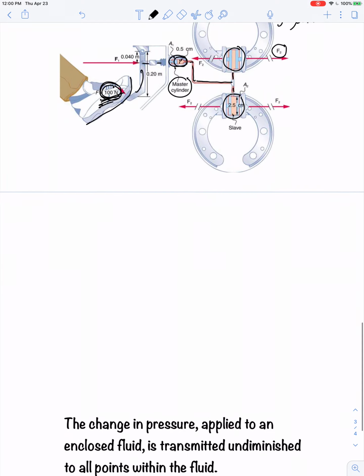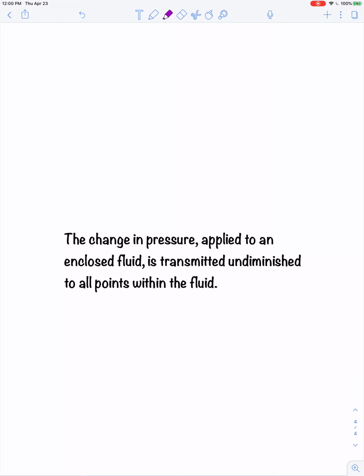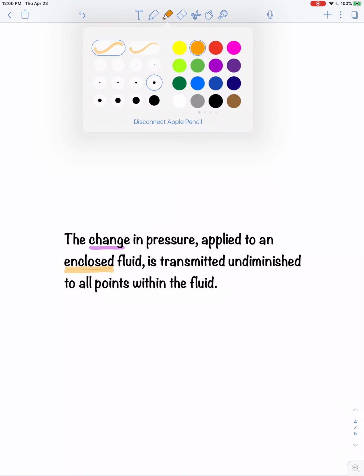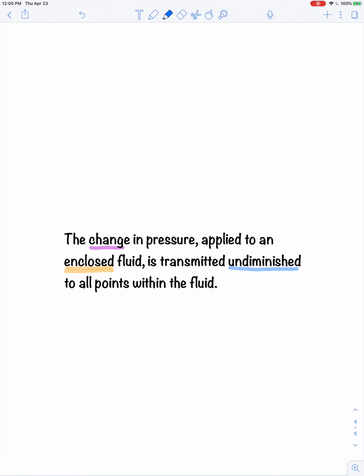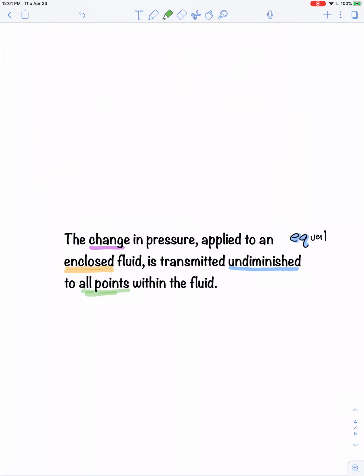So in review, let's say it one more time. Pascal's principle can be stated this way: the change in pressure, when it's applied to, and here's the key, Pascal's principle is a principle that applies to enclosed fluids. That change in pressure is transmitted undiminished, meaning equal, to all points within the enclosed fluid.